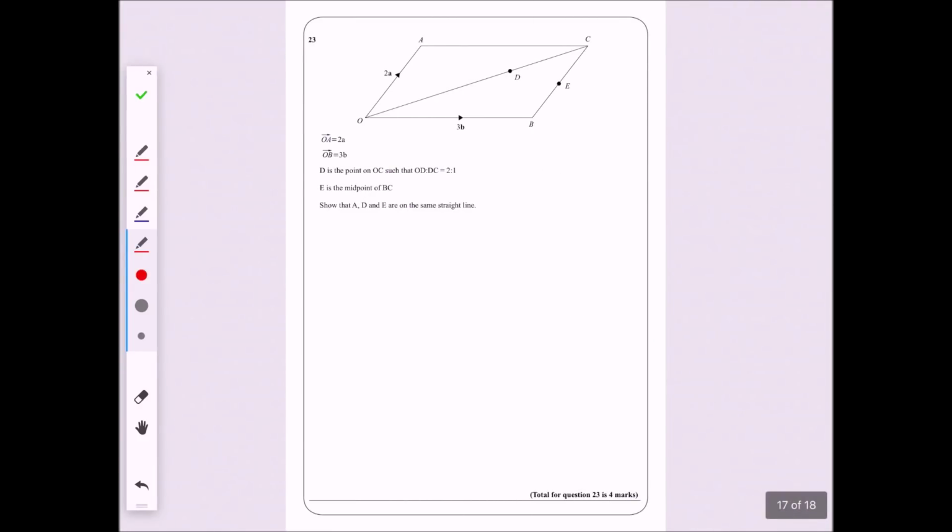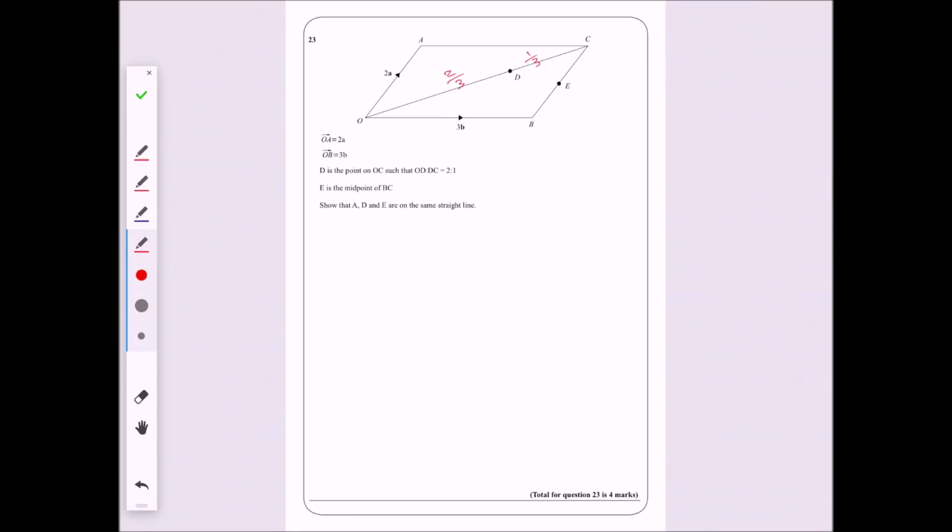Question 23. OA is 2A, OB is 3B, D is the point on OC such that OD and DC is in the ratio 2 to 1. So that means that this is 2/3 and this is 1/3. E is the midpoint of BC, show that ADE is on the same straight line.